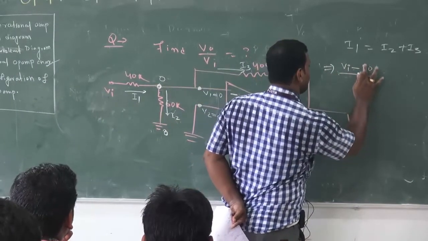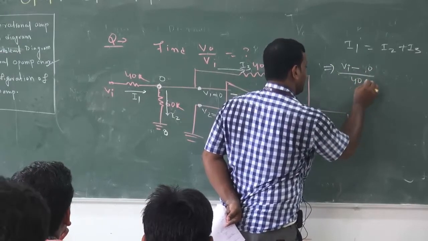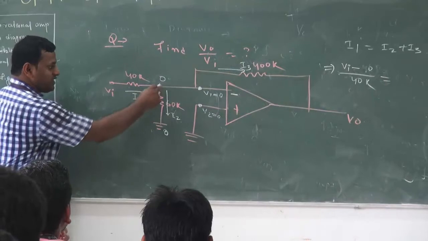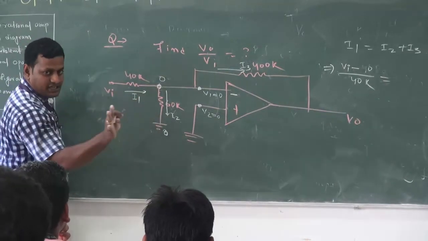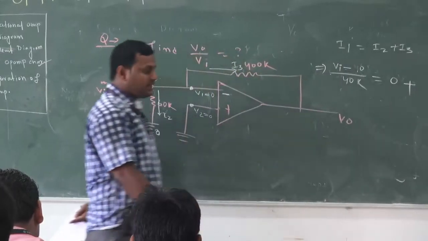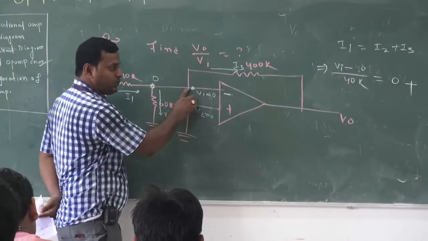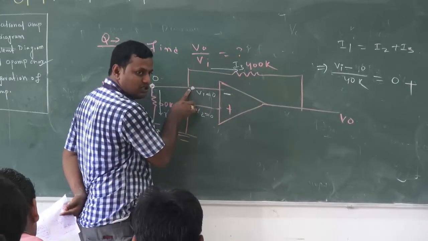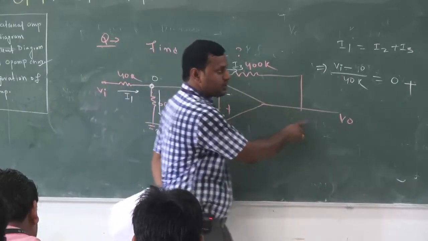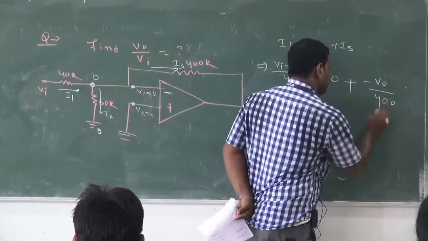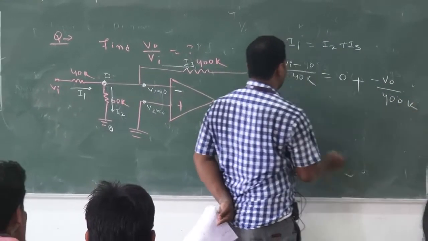Vi minus 0 by 40, and that is K. Now what is I2? I2 is 0 minus 0 by 60, that's why I say it is 0. So 0 plus, what is I3? I3 is nothing but this voltage minus this voltage by 400. This voltage is equal to 0, so 0 minus V0, that is minus V0 by 400. This K is important, okay?